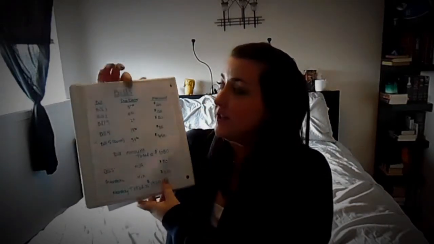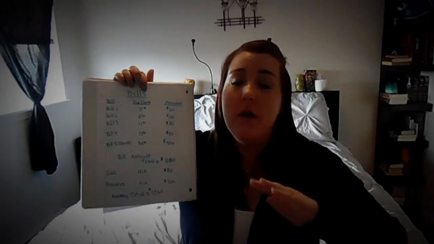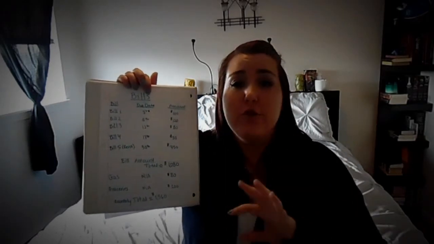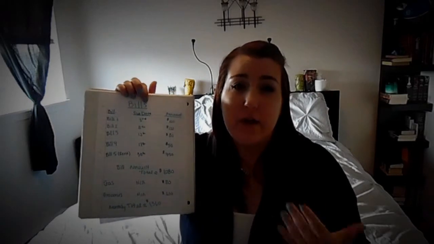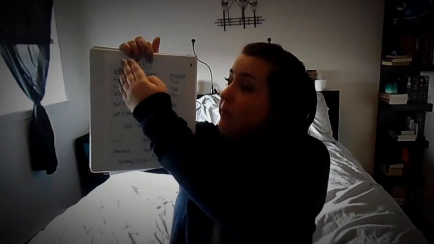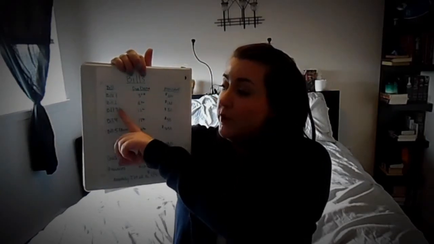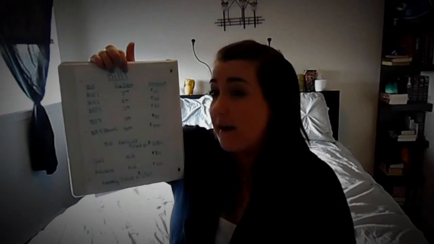But here, I just title it bills, because of course that's what it is. If you want to type it up, write it up, completely your preference. I usually write a rough draft and then type it up just so I can make sure everything is accurate after double checking it. I write the bill in the far left column. In this case, I label it bill 1, 2, 3, 4, and 5.